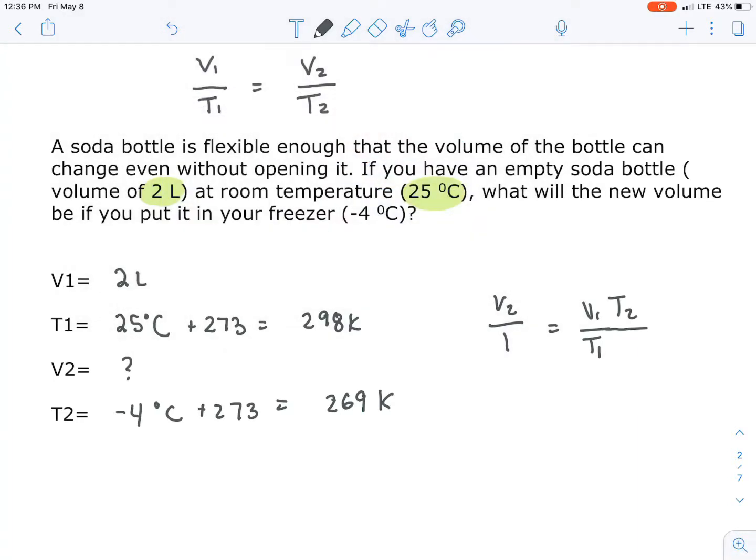All right, so we have 2 times 269 divided by 298. That's all it is. Now, what's going to happen? That volume's going to get smaller, right? Direct relationship. So hopefully this is a smaller answer. I know it's going to be already. And I got 1.8 liters. Okay. Easy peasy.